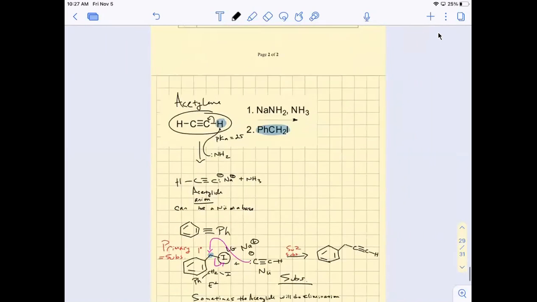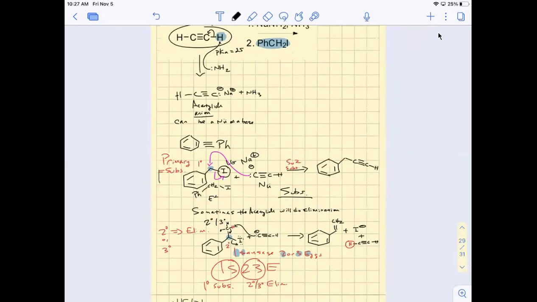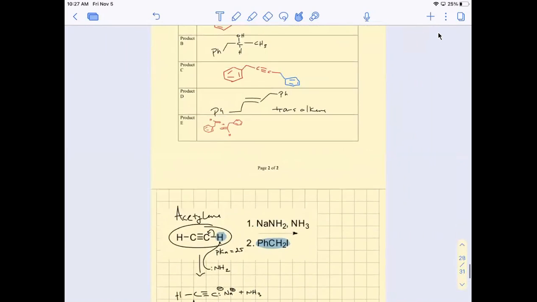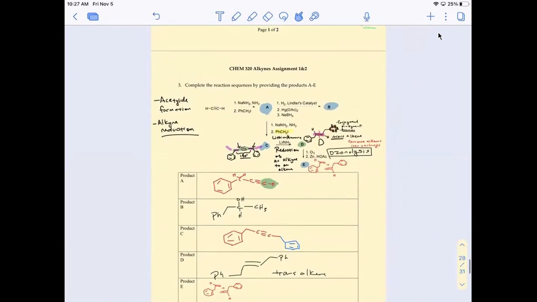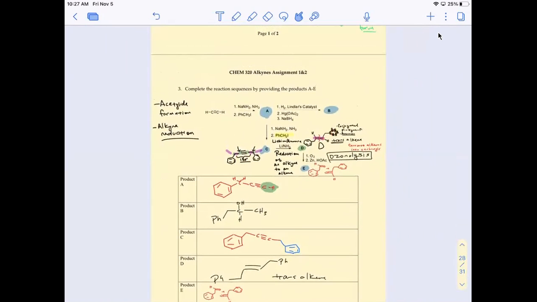We talked about the secondary and tertiary reactions too, right? Where you take the acetylide anion and you react it with a secondary carbon or a tertiary carbon, and you get elimination. So we talked about that too. Yeah, and then reductions. We talked about alkyne reductions, where you can take an alkyne and convert it to a cis alkene or a trans alkene, depending on the reagents. So those are the reactions we've talked about so far.